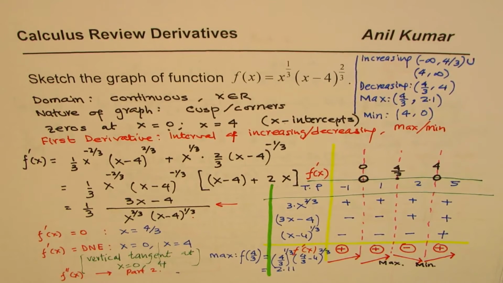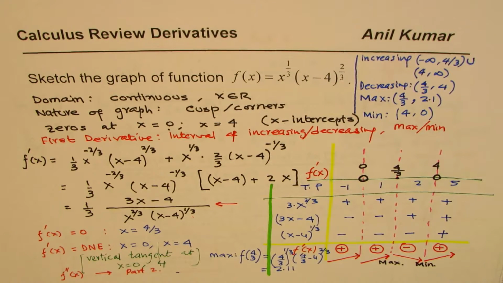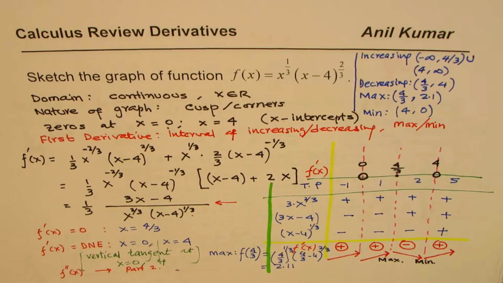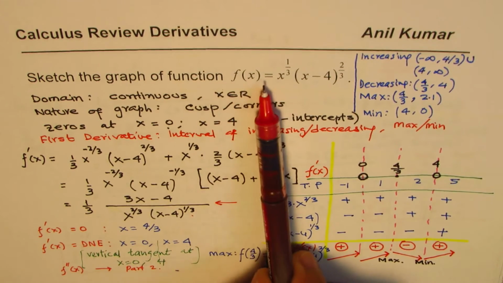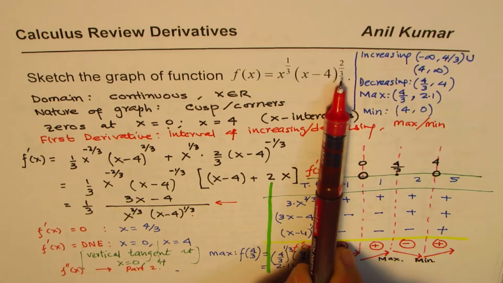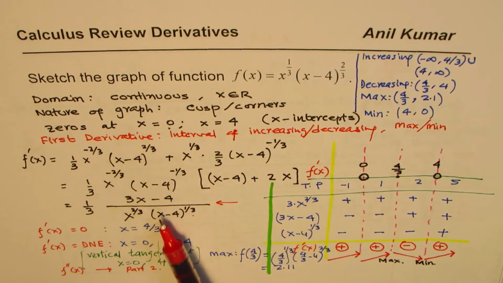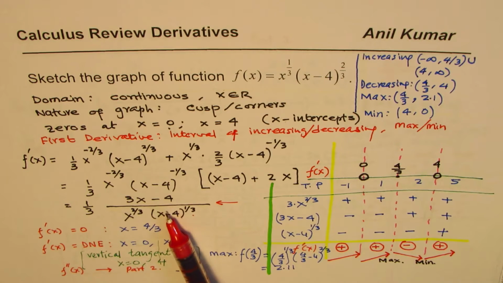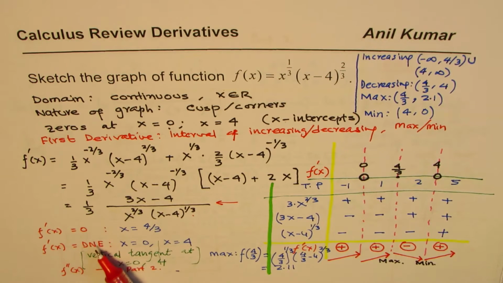Okay, now let's review what we did in this particular video. We wanted to sketch the graph of the function f of x equals x to the power of 1 over 3 times (x minus 4) to the power of 2 over 3. We found the first derivative and understood how to simplify the expression to find the critical numbers.